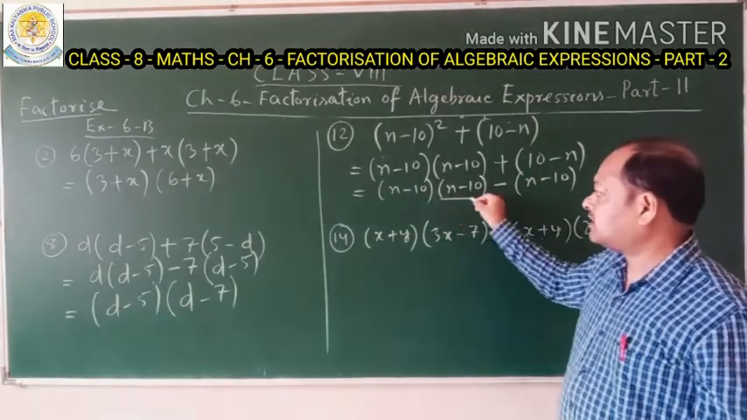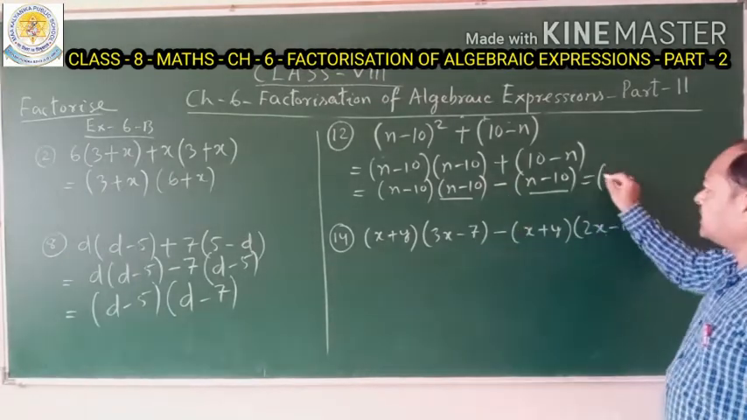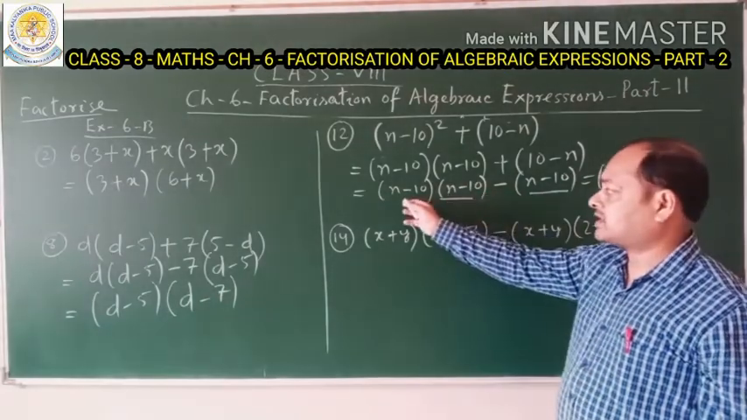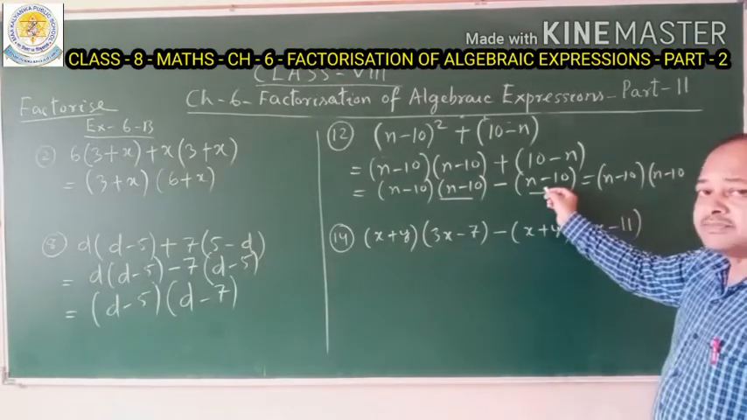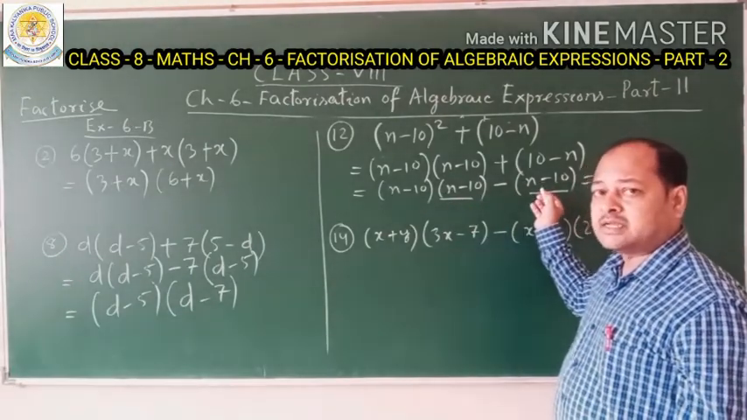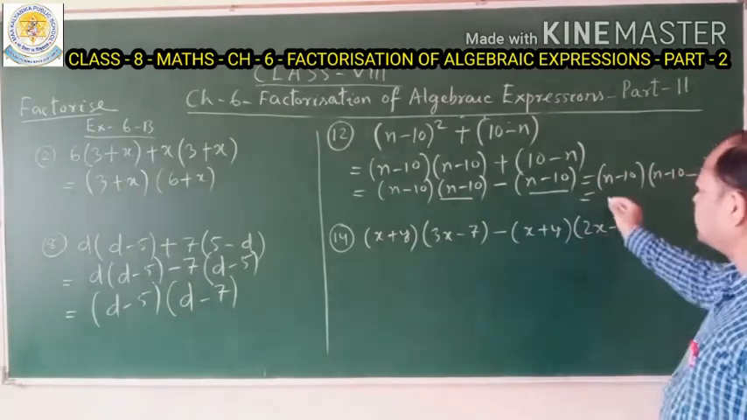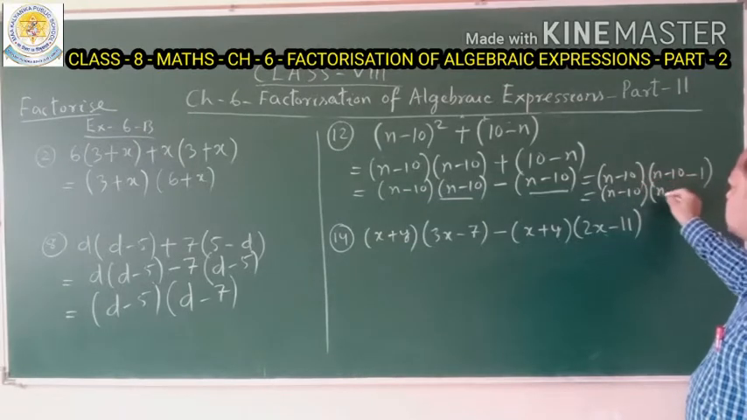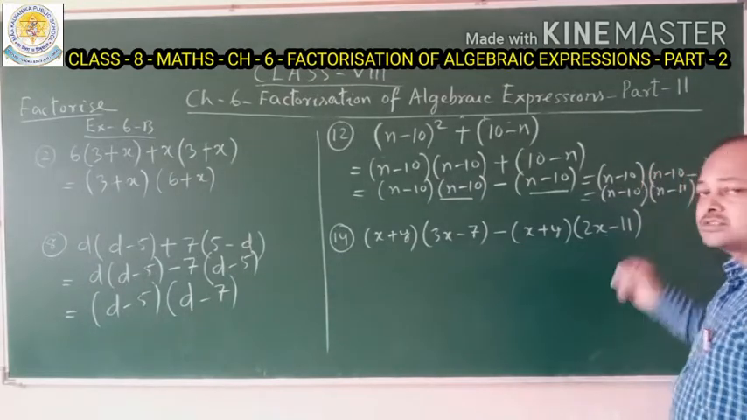Now we see that n minus 10 and n minus 10 are common factors. So you can write here n minus 10 as common. If you take n minus 10 as common here, what is present? N minus 10 is present. So you can write n minus 10, and what is present here? If n minus 10 is already common, there is only 1 left. So you can write here minus 1. So what is the solution here? N minus 10 and inside the bracket, n minus 10 minus 1 will become minus 11. That is the solution.